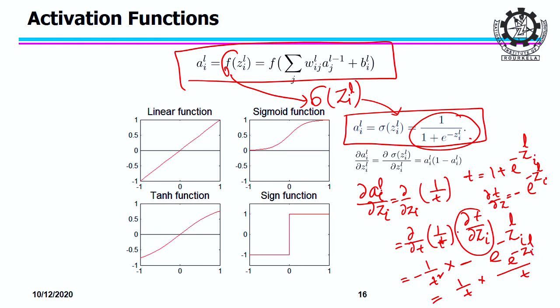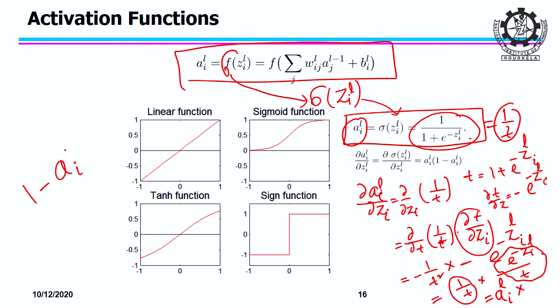Now, this 1 by t is nothing but a_i^L. So I replace its value here. I am concentrating only on this part. I can write 1 by t equal to a_i^L into this other part. What is this part? Let me write it as 1 minus a_i^L.